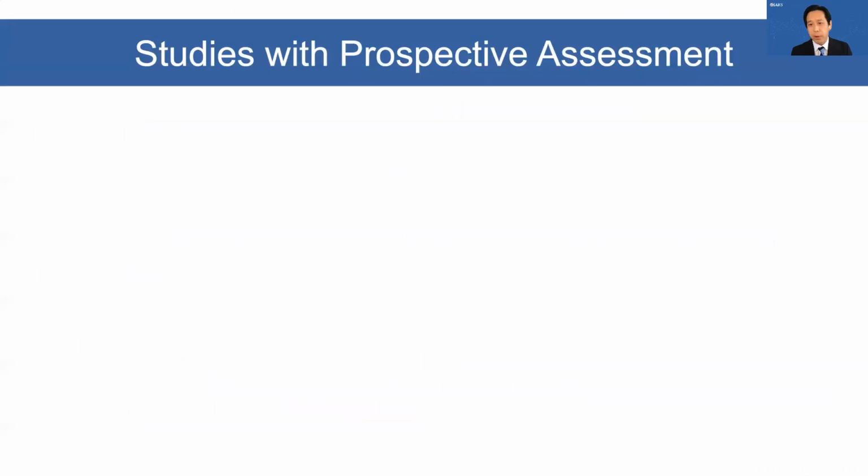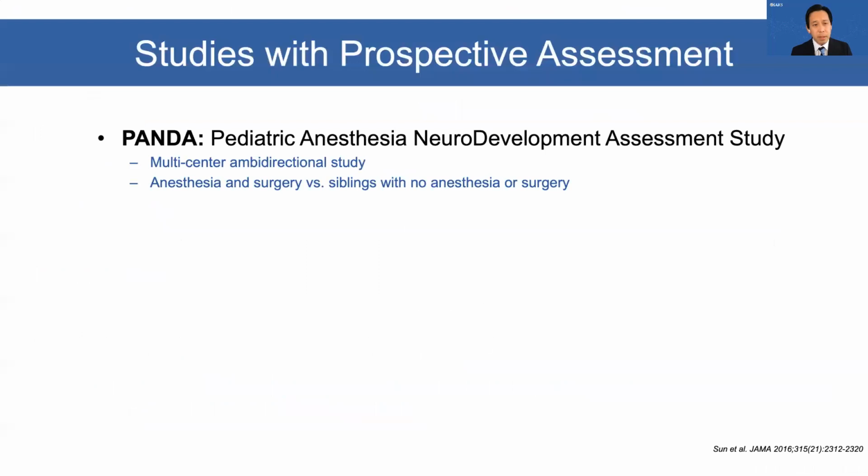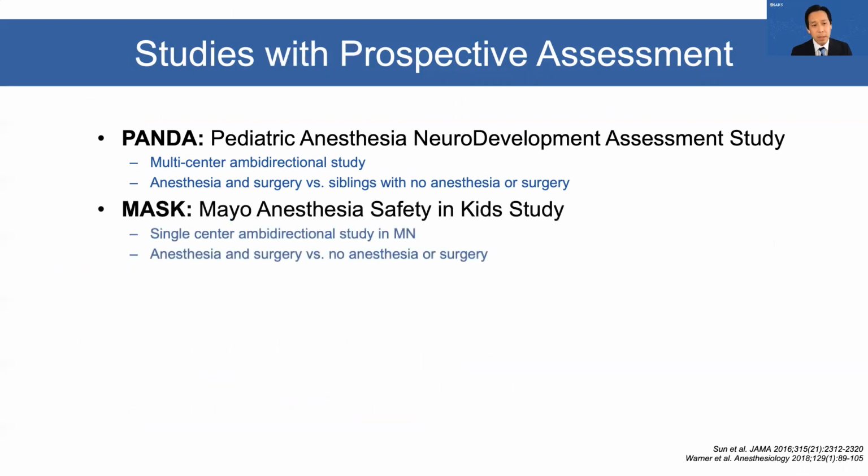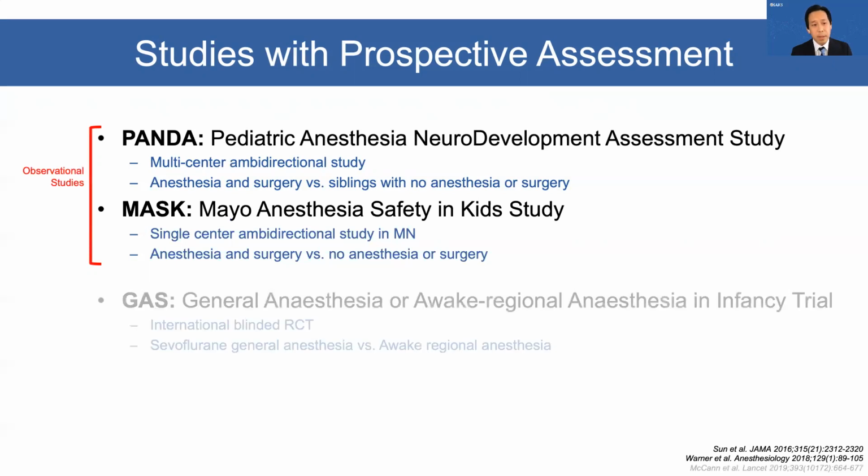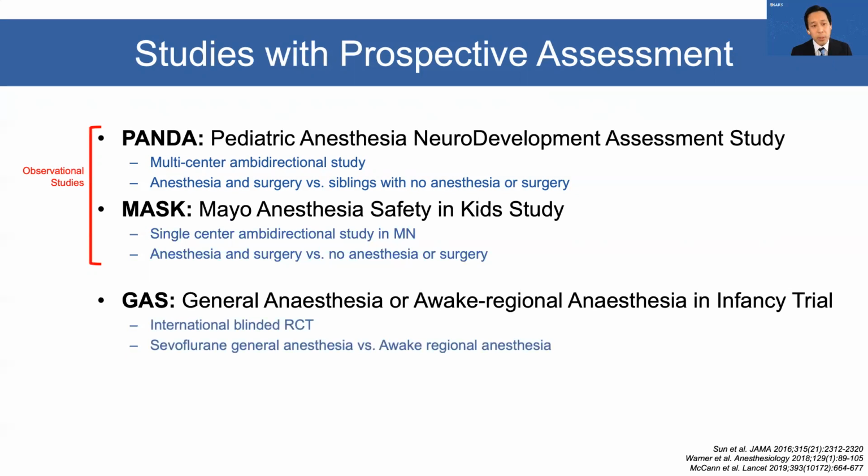The 3 studies included in the primary analysis were the PANDA study, which is a multi-center ambidirectional study where children with anesthesia and surgery were compared to their siblings who had no anesthesia or surgery. The MASK study, which is another ambidirectional study where children with anesthesia and surgery were compared to other children in the community without anesthesia or surgery. These are both observational studies. And the third is the GAS trial, which is unique because it is an international blinded randomized controlled trial. And the first large-scale trial and only large-scale trial evaluating this question.